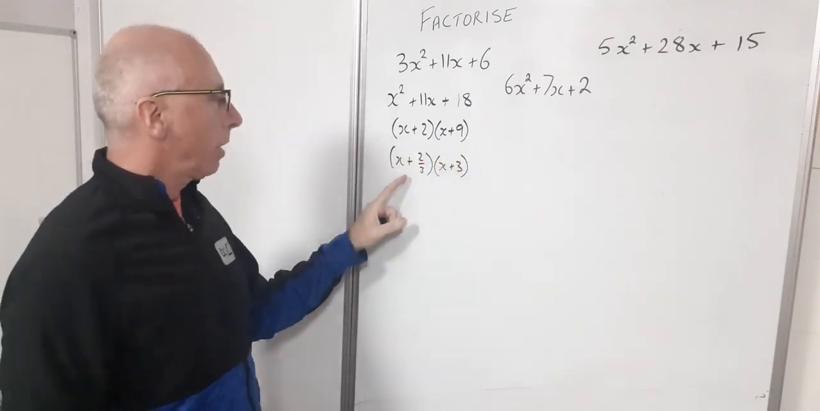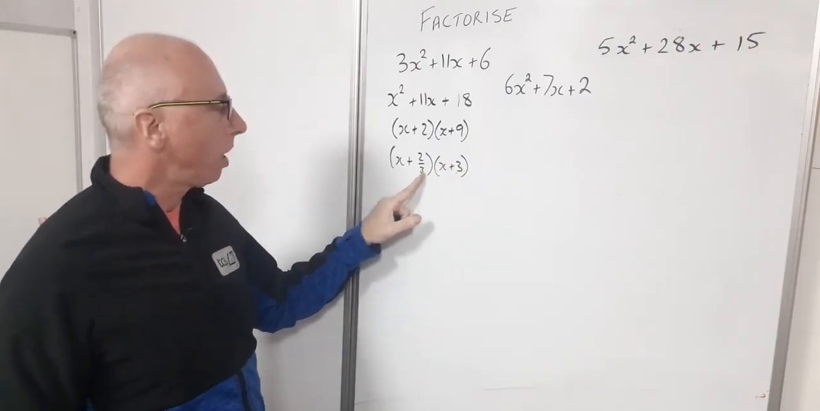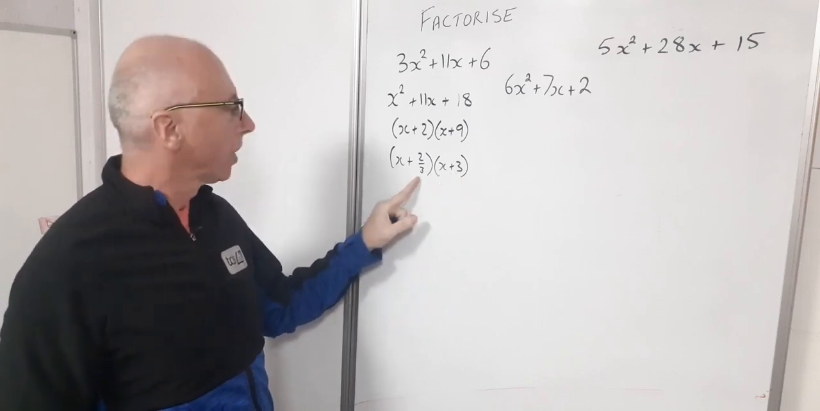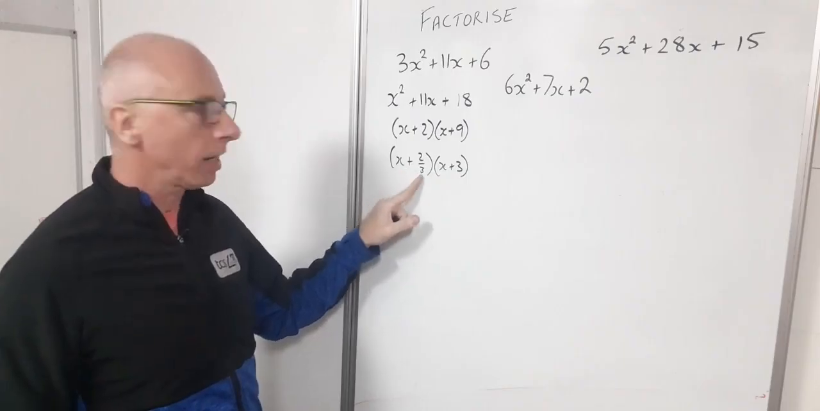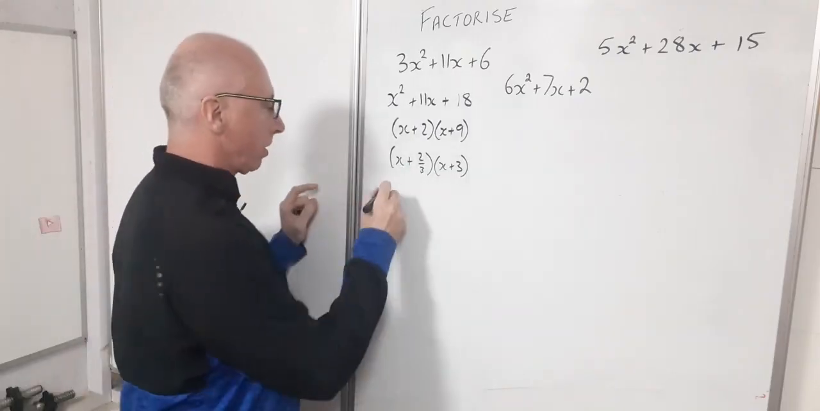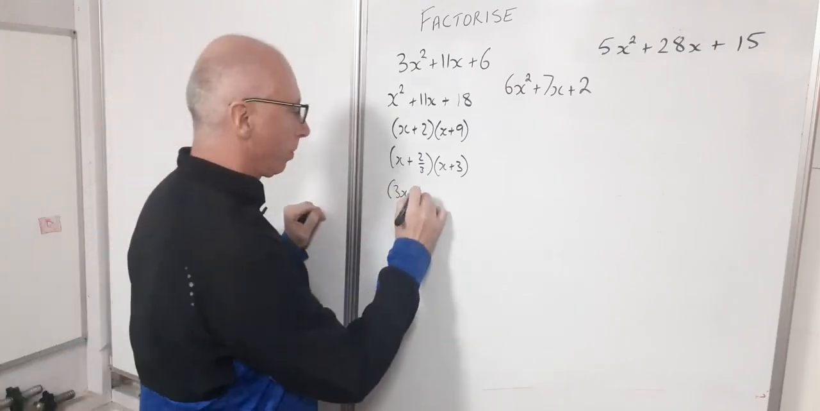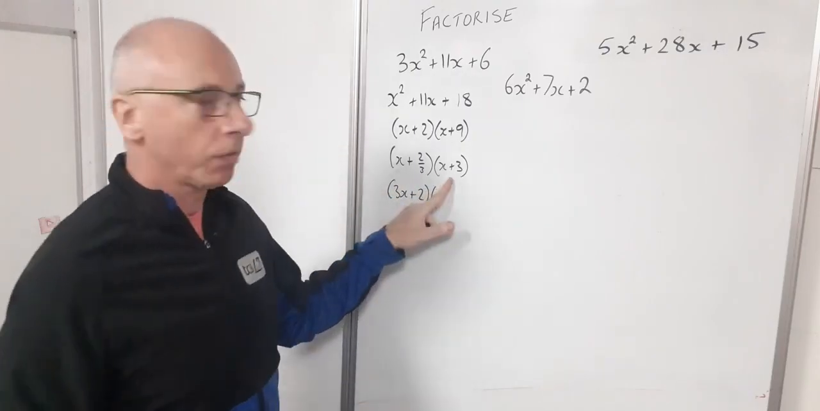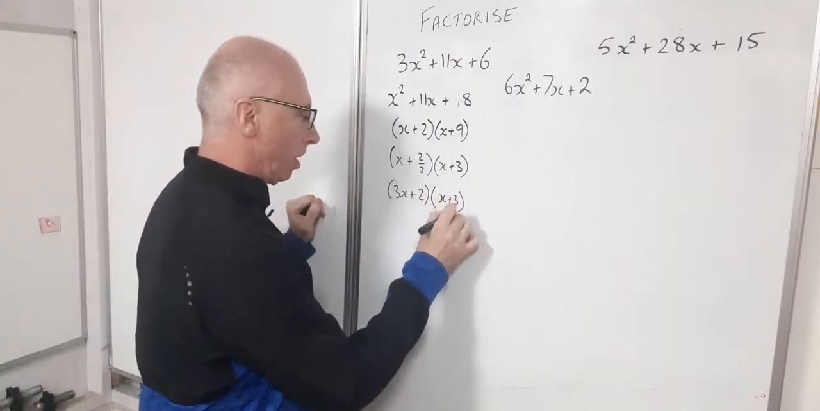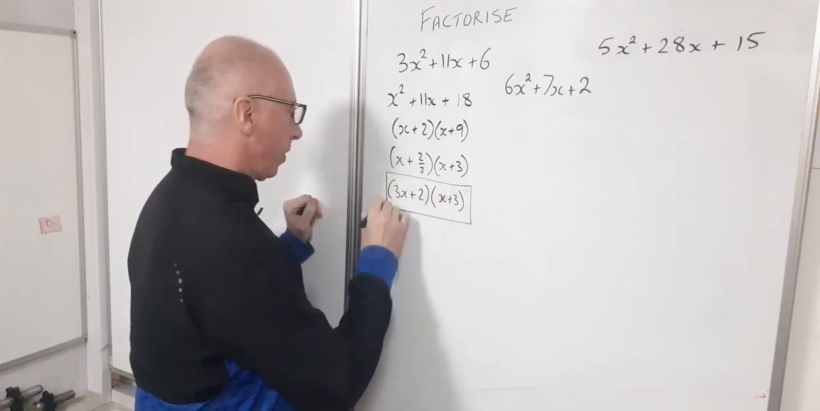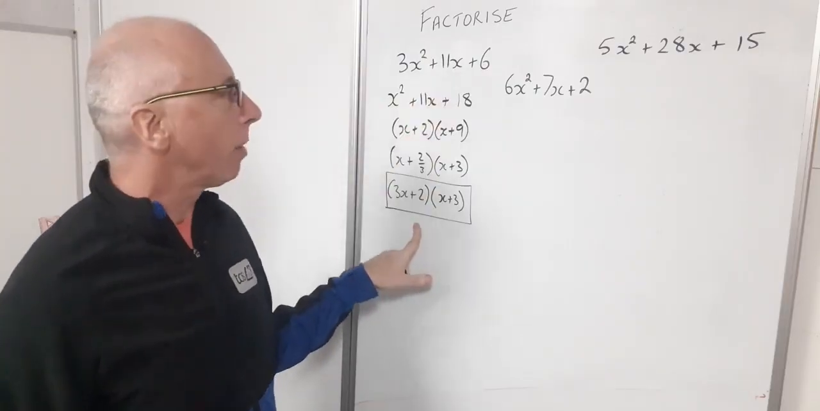Okay, so now we've got one more stage to go. What we need to do now is get integers for our numbers in the factors. So here we've got x plus 2/3. So if we multiply inside here by 3, we'll get 3x. Then multiply this by 3, we'll end up with 2. And then here we've got integers already with an x plus 3, so that's finished. And that is our final result for factorising that. So I'll leave you to check the result of that one.